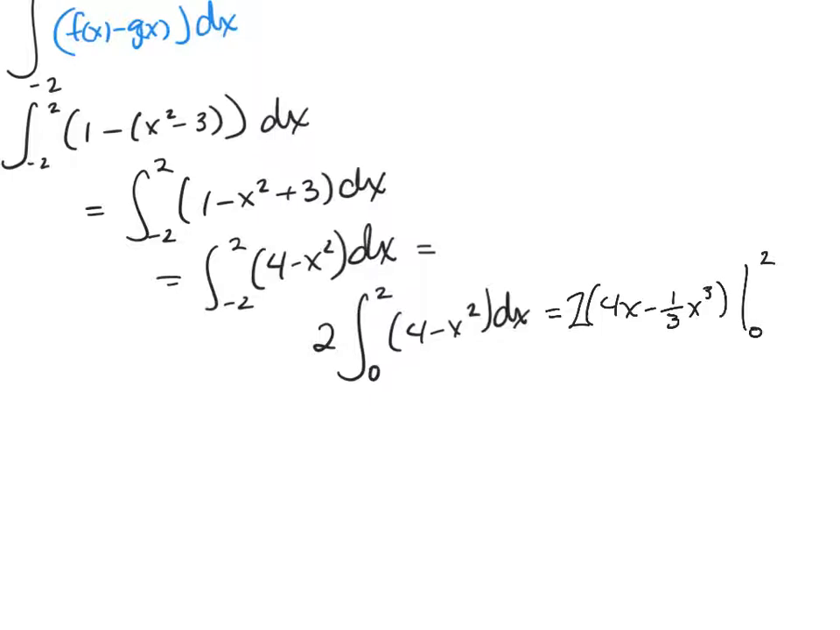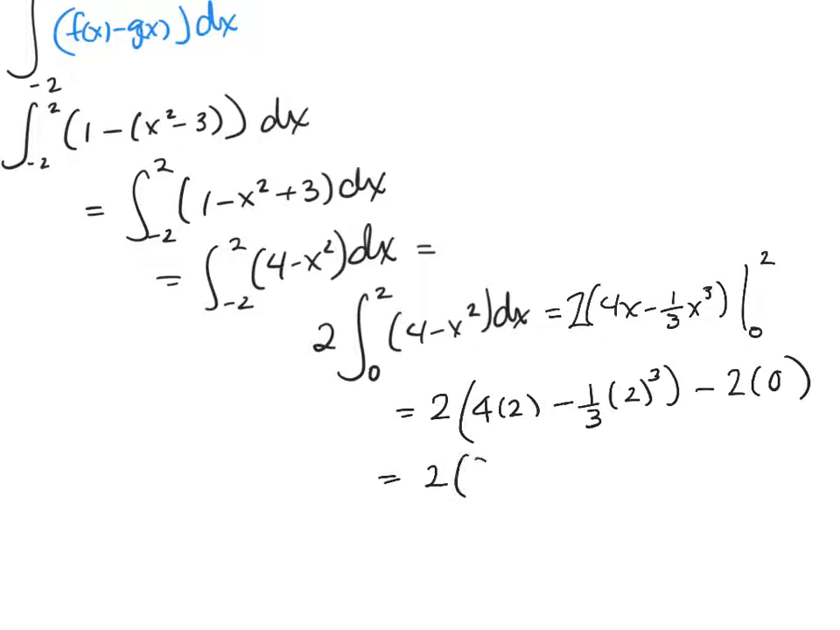This is why I like to use symmetry, because I see that I'm going to have that 0 in there. So that means I didn't have to do the fraction with the negative 2. And so we're going to have 2 multiplied by 4 times 2, 4 multiplied by 2 minus 1/3 multiplied by 2 raised to the 3rd minus 2 times, and then we have 0. So we like to have that 0 there. And so I end up with 2 times 8 minus 8/3.